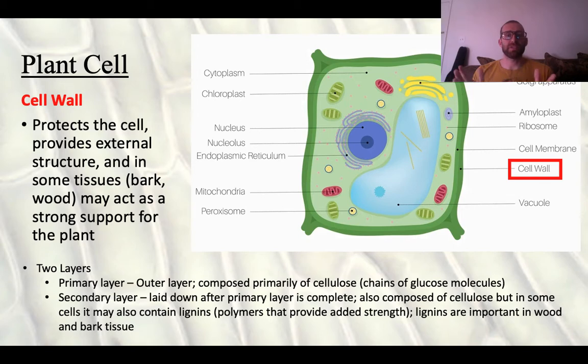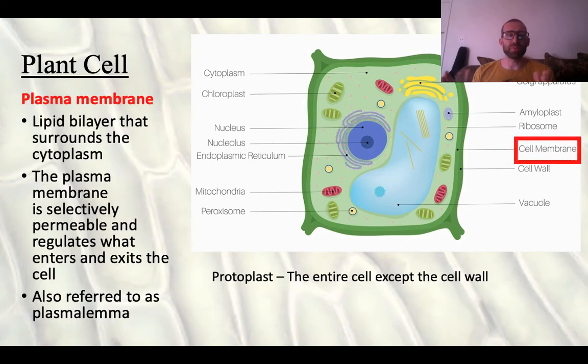protection and structure. Now moving inward, we have what is referred to as the plasma membrane or the cell membrane, or it's also referred to as the plasmalemma. It's got three names. You just got to remember one. And so the cell membrane, or plasma membrane, is a lipid bilayer. So bilayer means two, lipids are fats, so it's just a double layer that surrounds the cytoplasm. It's found interior to the cell wall.